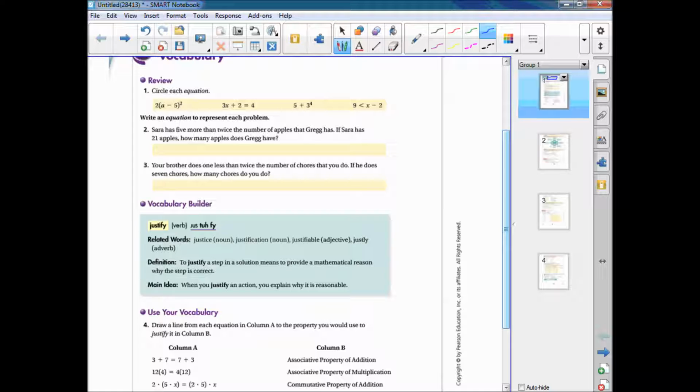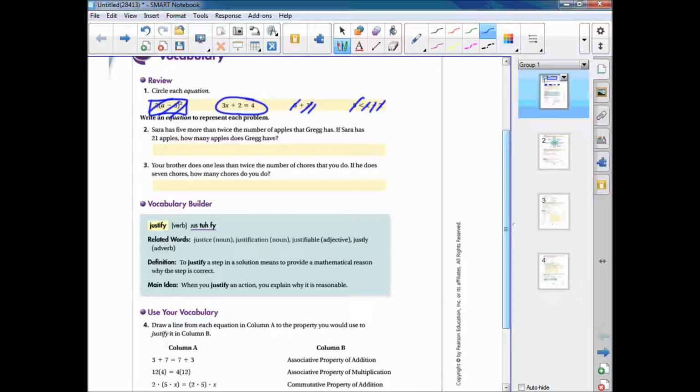Circle each equation. So the only thing we should circle here is the second one. This is an expression. Doesn't work. This is also an expression, and this is an inequality. So an equation is two expressions separated by an equal sign. And remember, an algebraic expression has numbers and variables and operators. So notice no equals in the first and the third one, or inequalities. Okay.